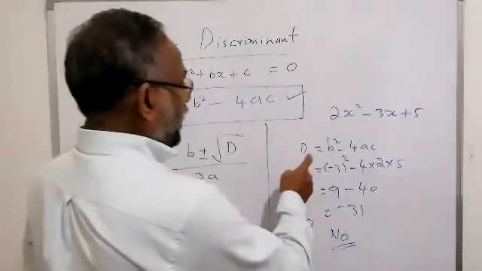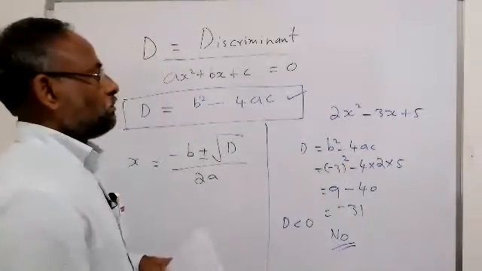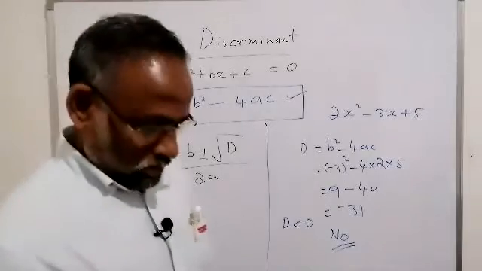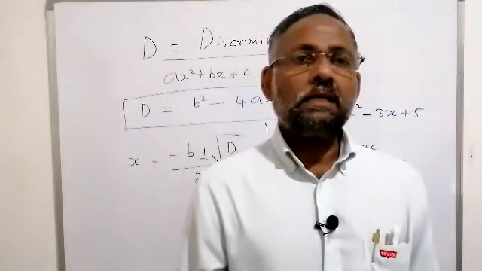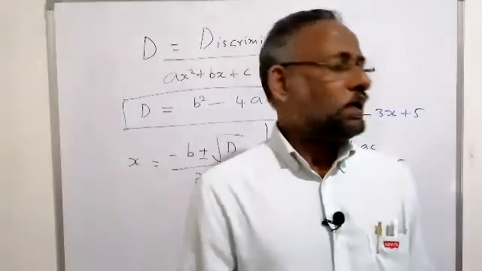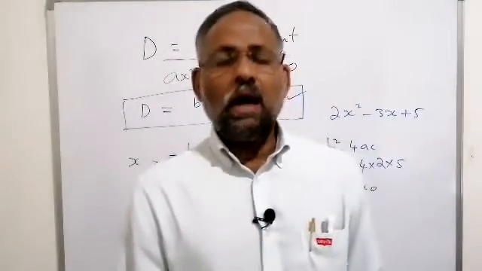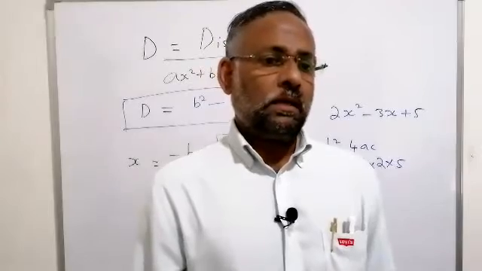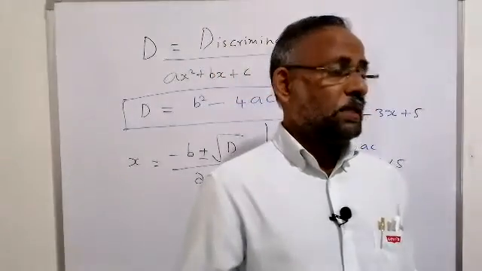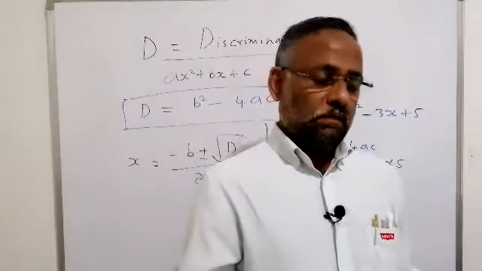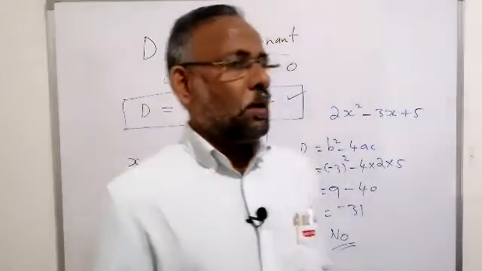Now, what I told, how can we find D? B square minus 4ac. Whatever the example, write there. What is D? B square minus 4ac. Then you will get the answer. If it is negative, that means less than 0, there is no real root.